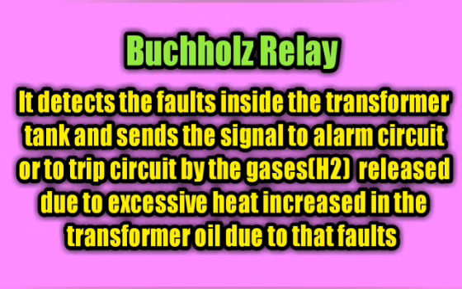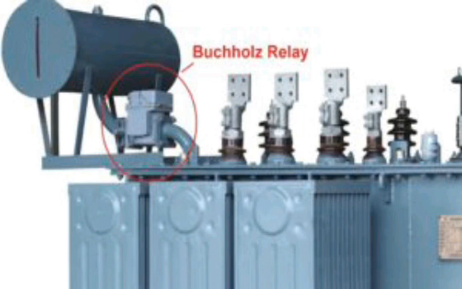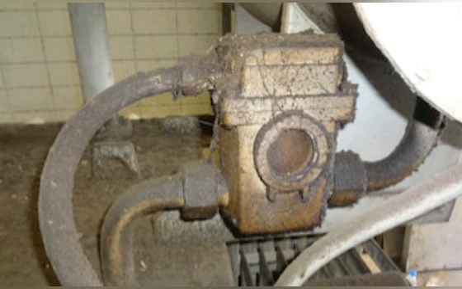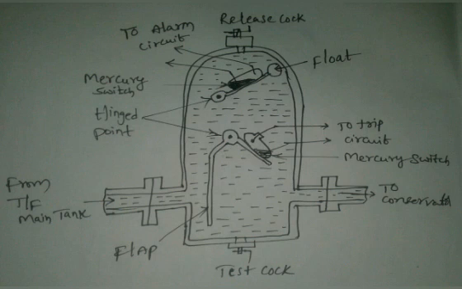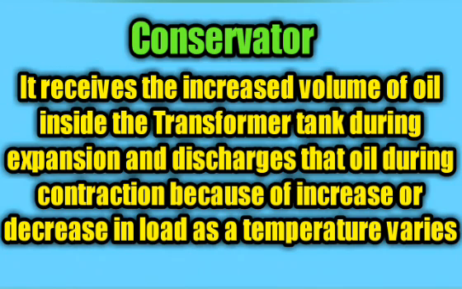The function of Buchholz relay. It detects the faults inside the transformer tank and sends a signal to the alarm circuit or to the trip circuit by the gases released due to excessive heat increase in the transformer oil due to those faults. It is connected to the pipeline between the transformer tank and conservator. Whenever any small fault occurs, it sends a signal to the alarm circuit. If any big fault occurs, then it sends a trip signal to the trip circuit breaker and it opens the circuit of the transformer.